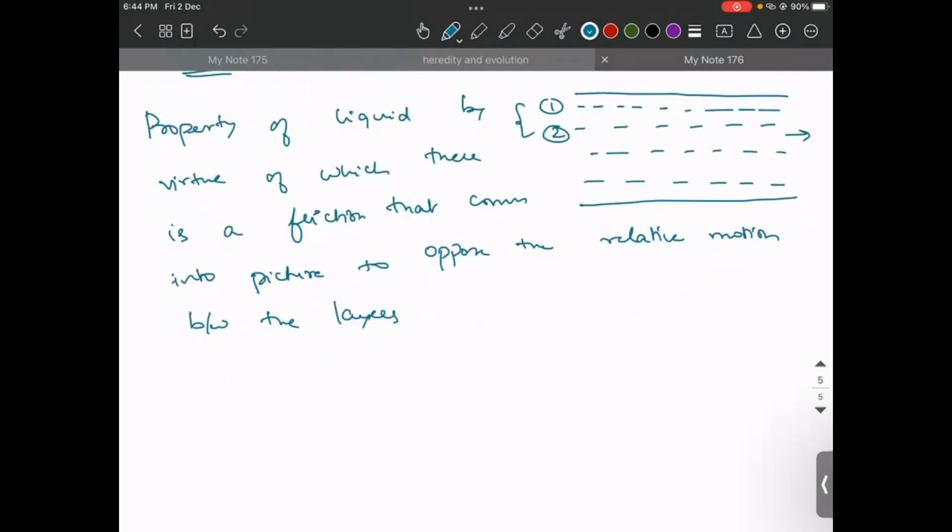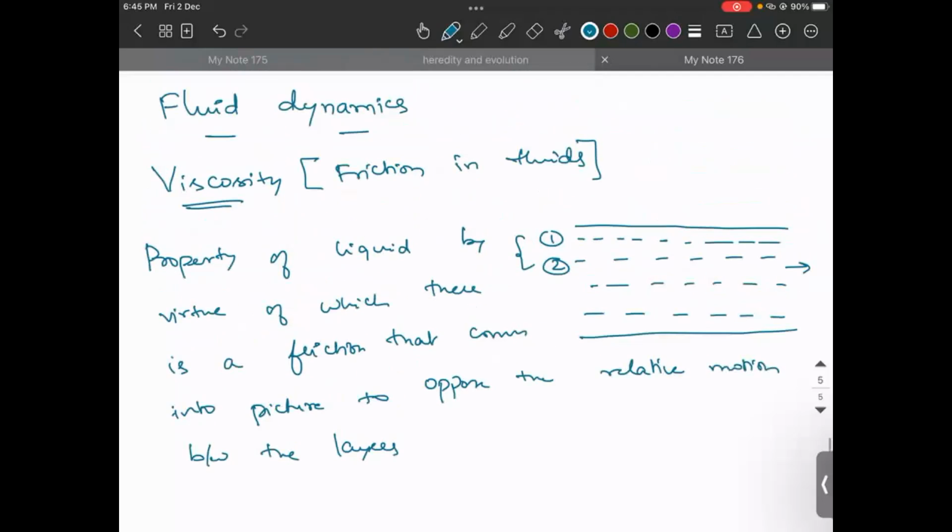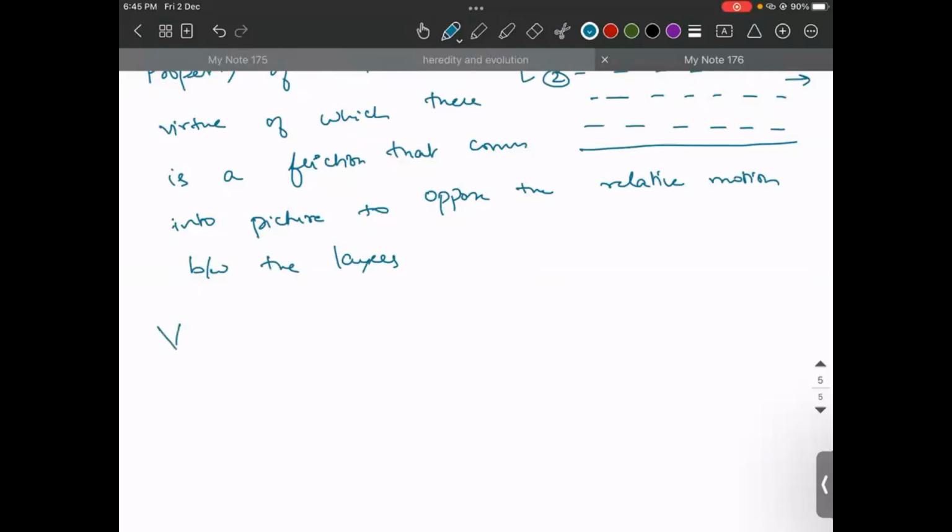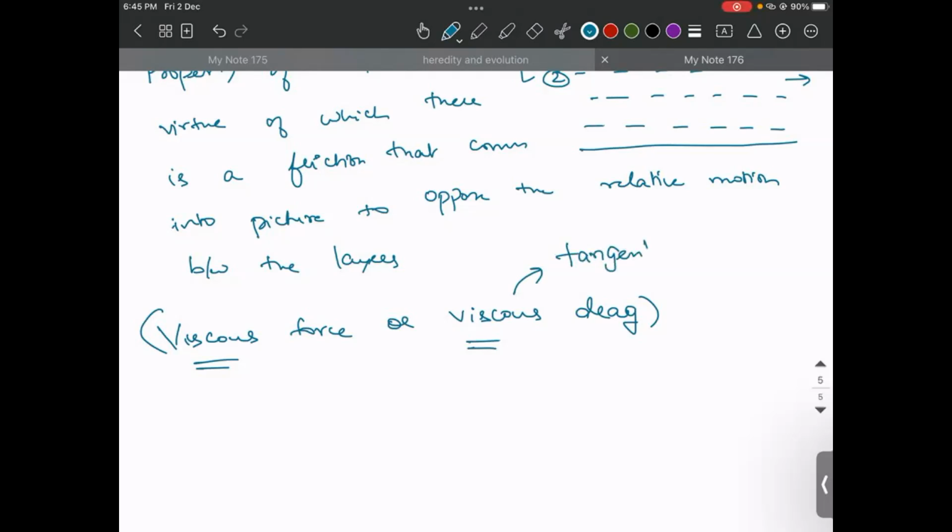Then this frictional force is what is called viscous force or viscous drag. And this viscous force or viscous drag obviously acts tangential to the surface.